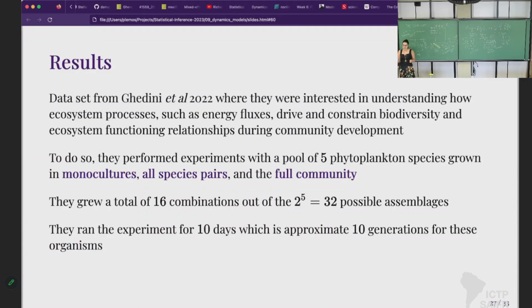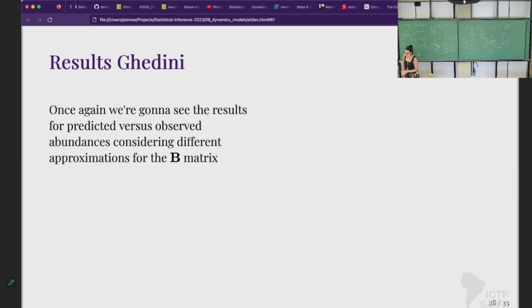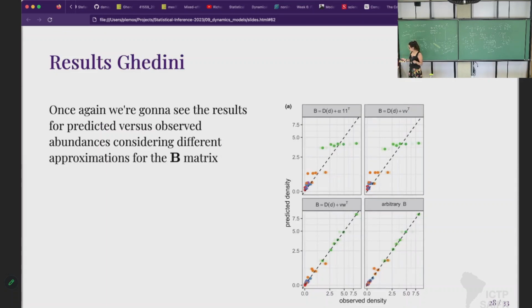They ran these experiments for 10 days, which is roughly 10 generations for the organisms they had. To fit these different versions of our B matrix, we took the data from the eighth day, not the last one, so we allowed the species to settle in somehow. Once again, what we're going to see is the results for predicted versus observed abundances for these different approximations of the B matrix. This is very different from the fit that we had before. This is the simplest model, where we're only fitting n plus 1 parameters: the diagonal parameters and a common interaction parameter for all the species.